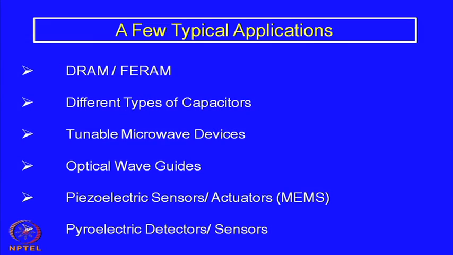We have another property in the same group of materials, what we call pyroelectric materials. We will also discuss very briefly what pyroelectricity is and what it is used for. There are pyroelectric detectors and sensors in the same group of ferroelectric ceramics. Some of the ferroelectric ceramics have a very good pyroelectric property. What is that? We will discuss later.